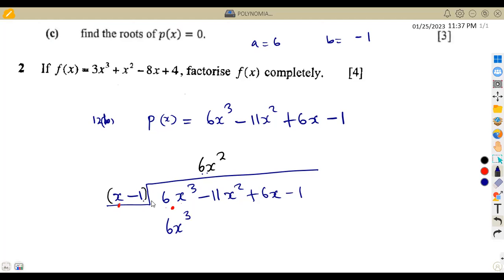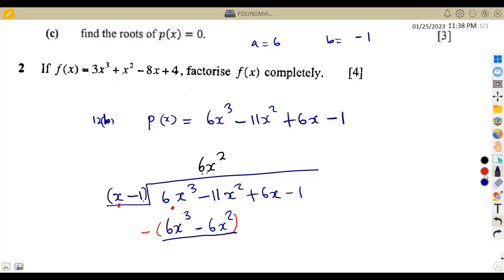6x squared times -1, which is minus 6x squared. Whatever you obtain from this part, you are supposed to subtract. So it's divide, multiply back, subtract, then drop the numbers. Divide, multiply back, subtract, drop the numbers, just like that throughout the question until the last part. Okay, so if we subtract here, that's 6 minus 6, which is 0.